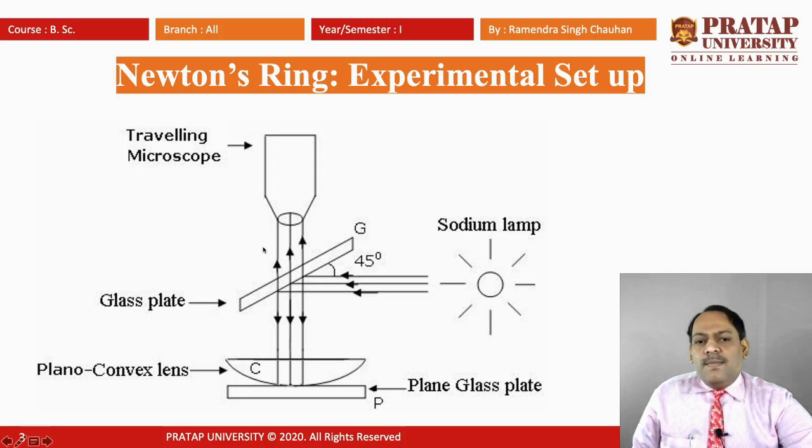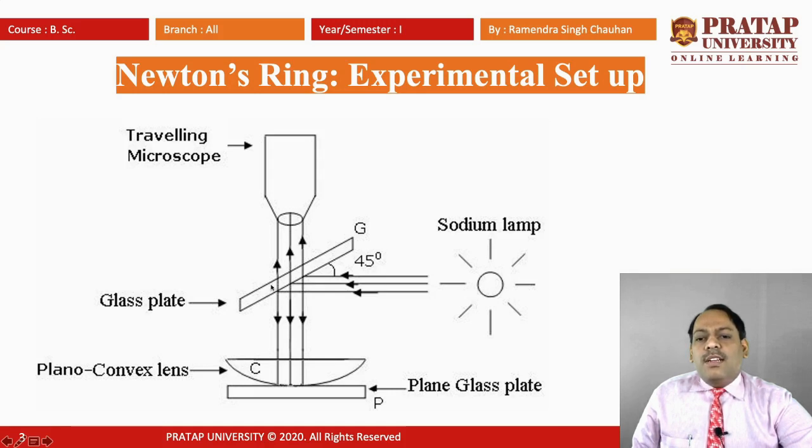Here we can see that we have a sodium lamp, a combination of glass plate P and plano-convex lens C. There is another glass plate G which is inclined at 45 degrees, and there is a travelling microscope arranged at the top. When we use a sodium lamp, that is a monochromatic light source.